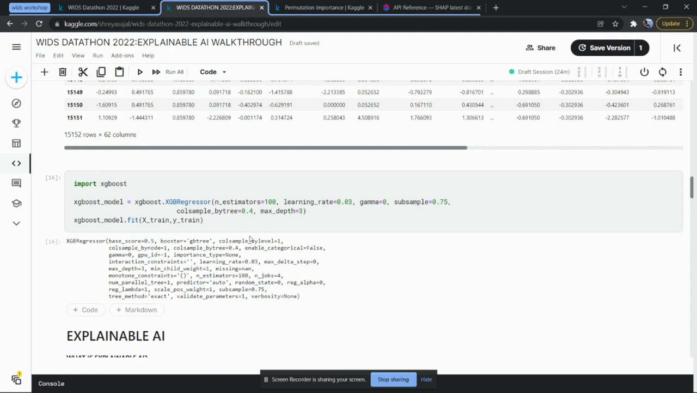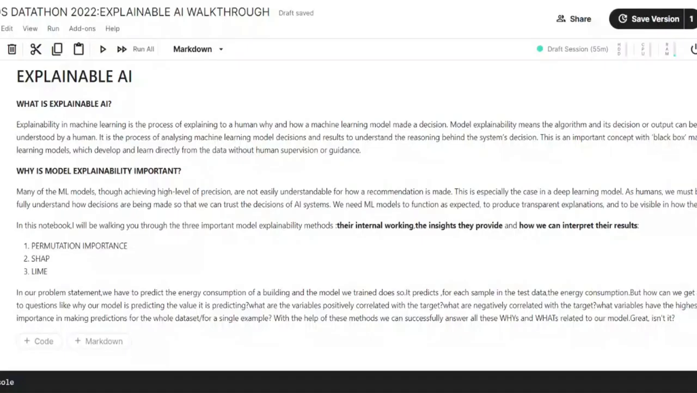Then the main topic starts, that is explainable AI. So now that we have created our XGBoost model for the data set, we move towards understanding the hows and whys of the model, like why the model is predicting what it is predicting. So now is where explainable AI comes to play. That is the model explainability that we were talking about. That is the main topic of the talk.